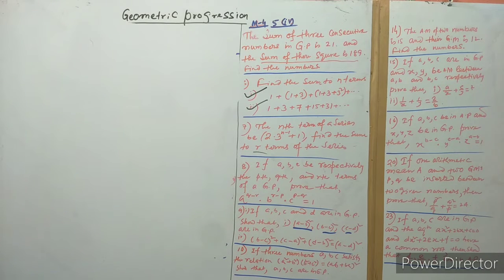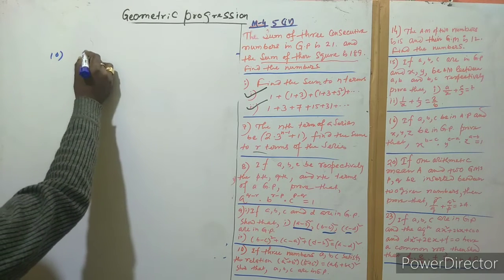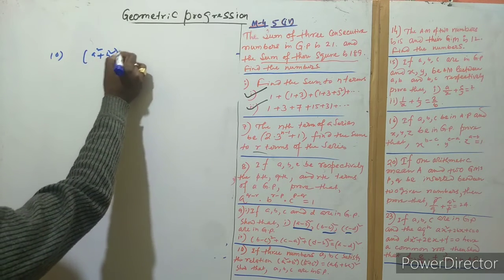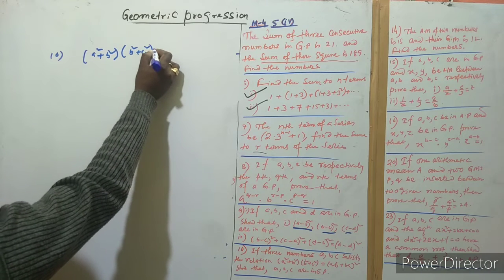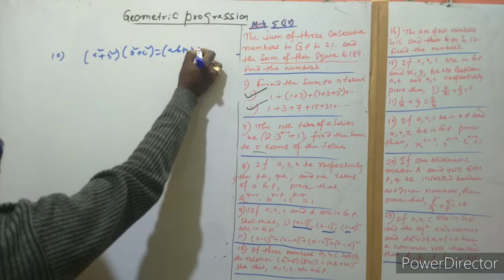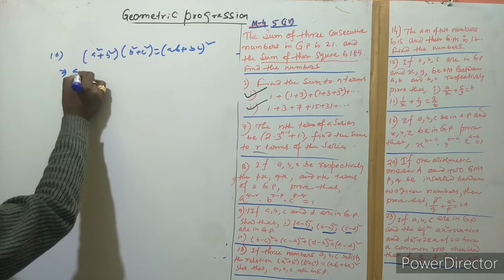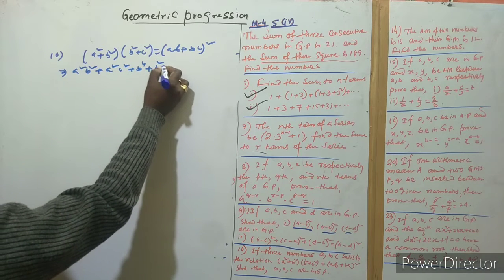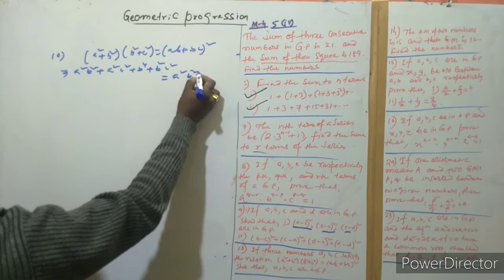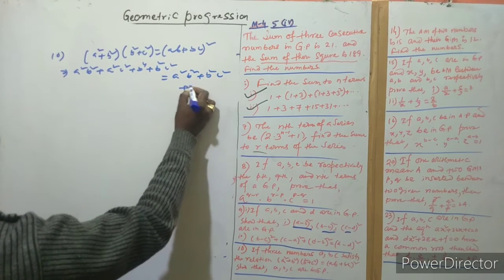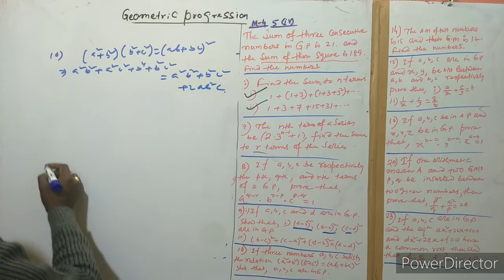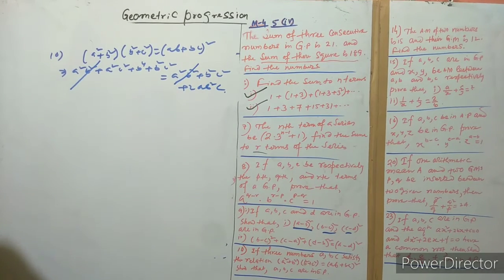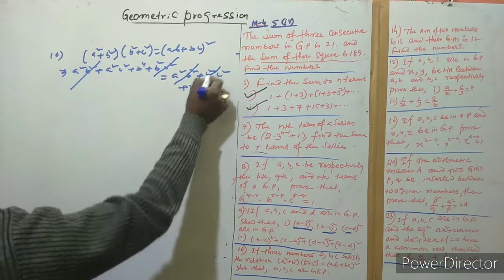We want to find the relation between A, B, C. This is question 10: A square plus B square, and B square plus C square, and that is equal to AB plus BC whole square. Now multiply this: A square B square, A square C square, B to the power 4, B square C square, equals A square B square, B square C square, 2 A B square C. So these two are cancelled, and this B square C square is also cancelled.